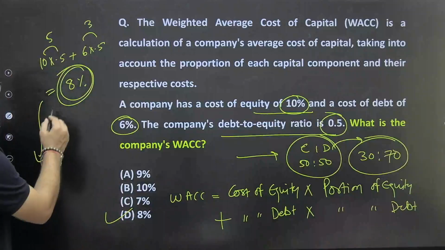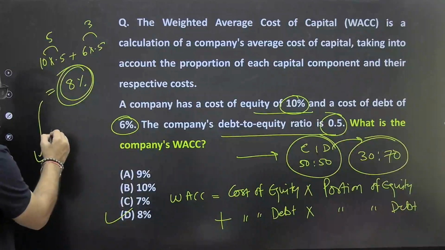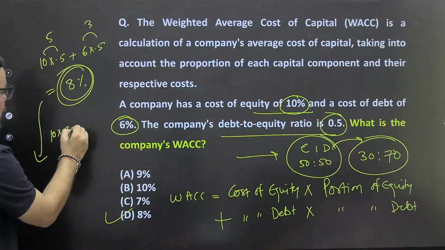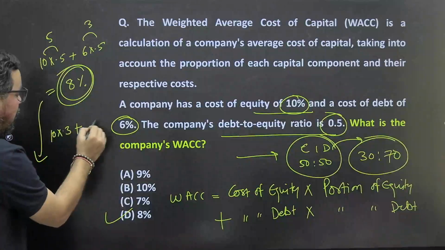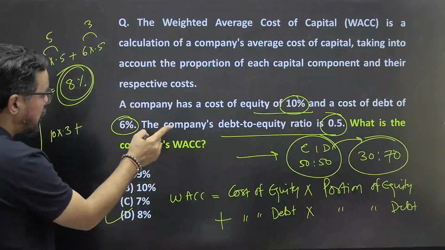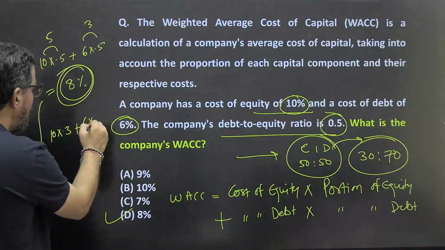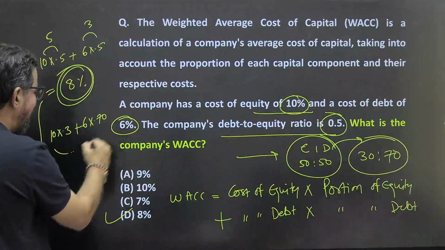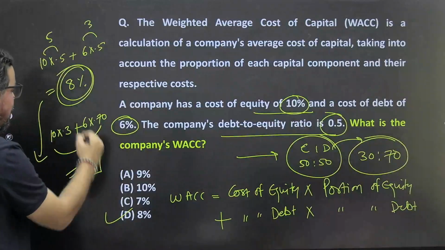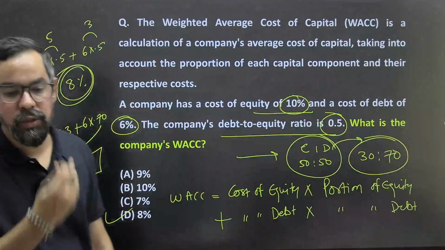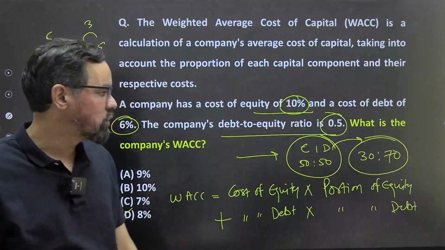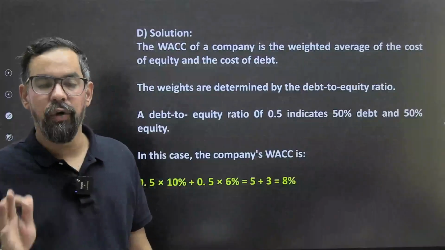Now it is like 10 into 0.3 plus 6 into 0.70. If you calculate this, obviously it will be less than that. That is the one. So sometimes they also ask these kinds of questions with the same question for interpretation purposes.